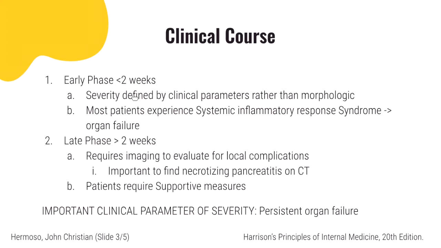Most patients experience systemic inflammatory response syndrome, which is an inflammatory state affecting various organs. In the case of acute pancreatitis, the top three most affected organ systems would be the respiratory system, cardiovascular system, and the renal system. So, in order to determine the presence of organ failure, the modified Marshall scoring system is used.